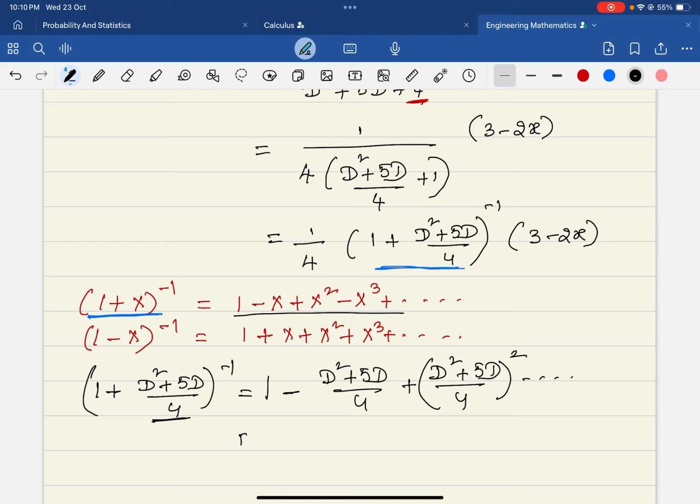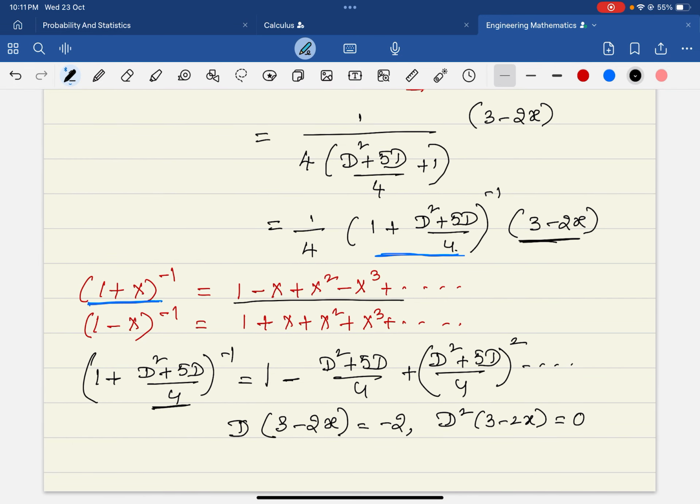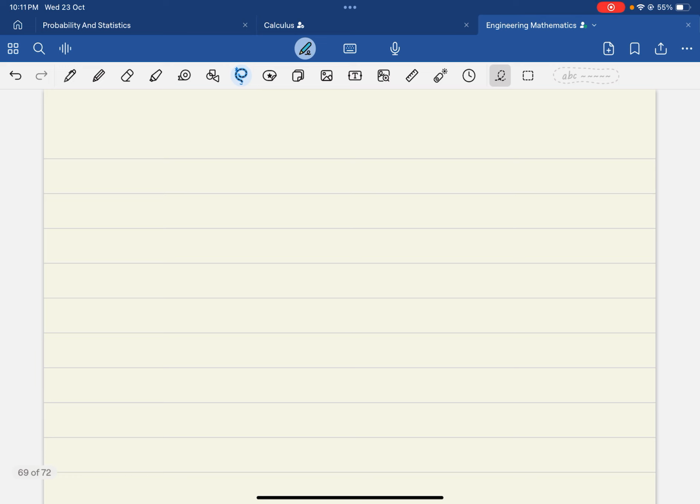To understand this, we first find the derivative of the function 3 minus 2x. The derivative of 3 minus 2x is minus 2. D square of 3 minus 2x becomes 0. So now we write down this whole function in this expression. We plug this in this expression. Let us call this one as 1. Now we are going to expand this whole thing and write it down. So the function we have got, the particular integral, is this one now.